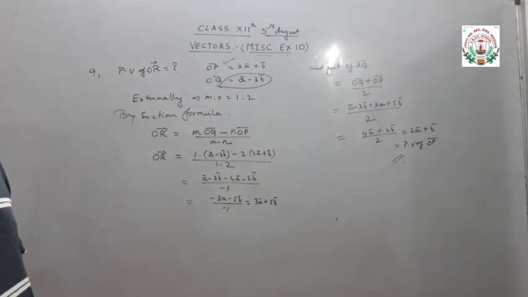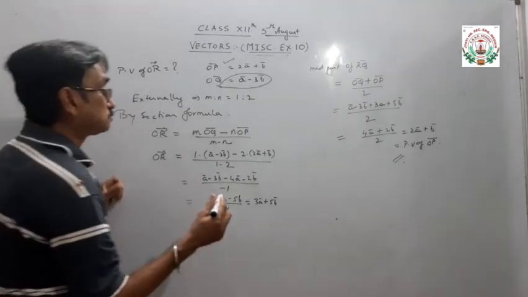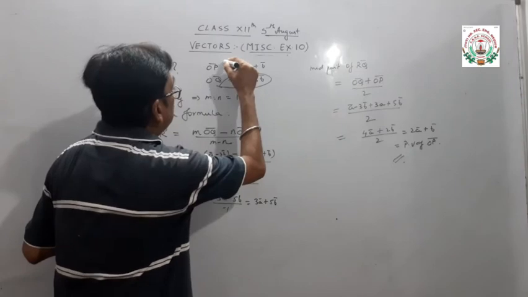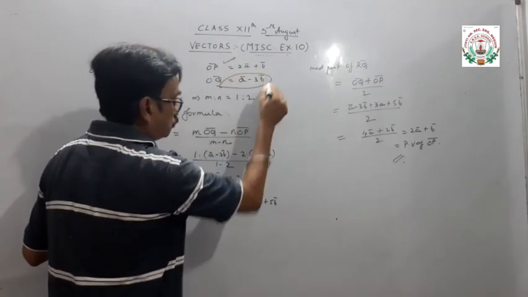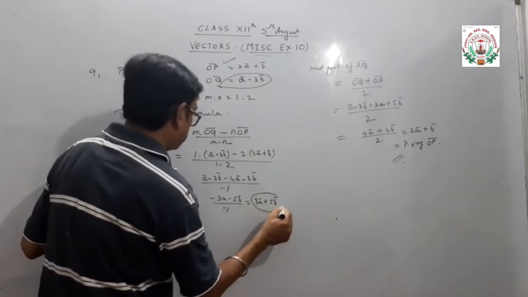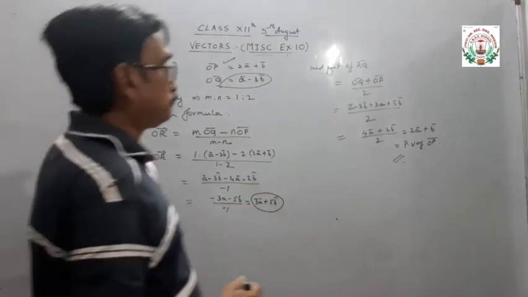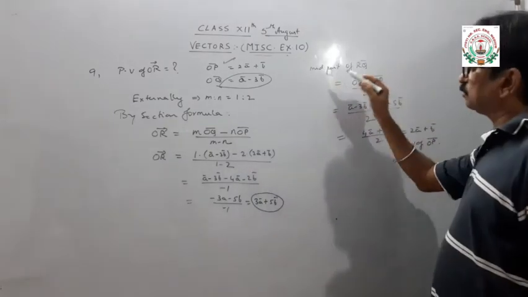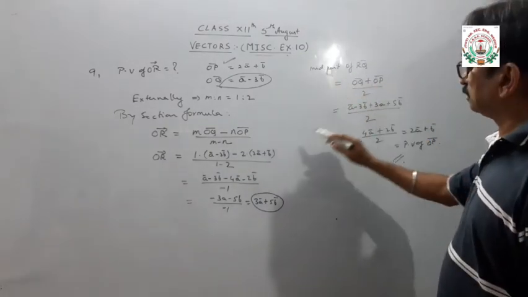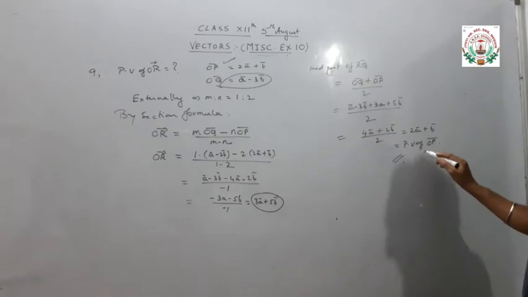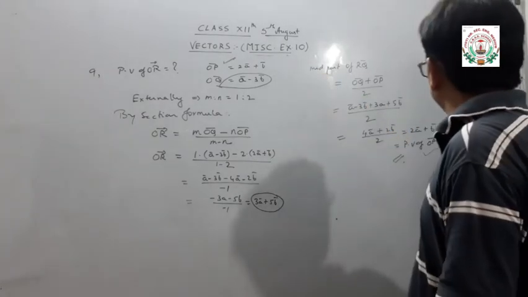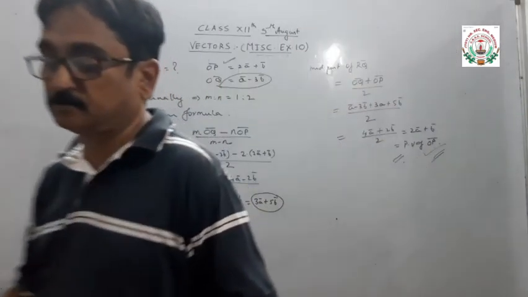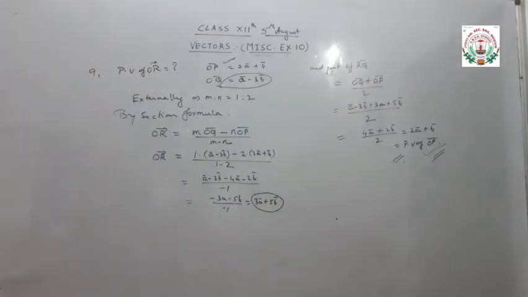Now we have to show that this OP vector 2a plus b vector is the midpoint of OQ and OR vector. So we apply the midpoint of RQ, that will be equals to OQ vector plus OR vector divided by 2, and we solve it and we get the position vector of OP, and that is our proof. Now let's move to our next question number 10.